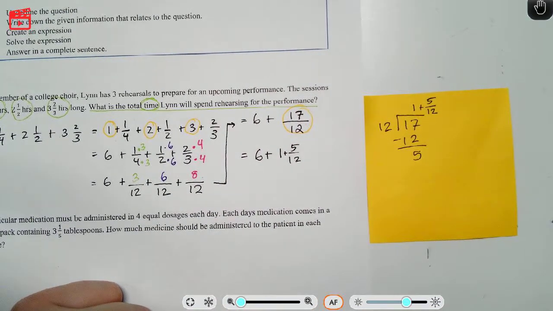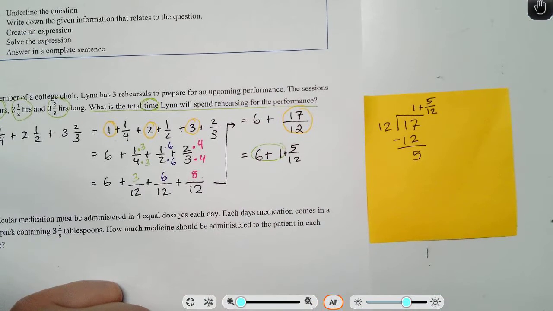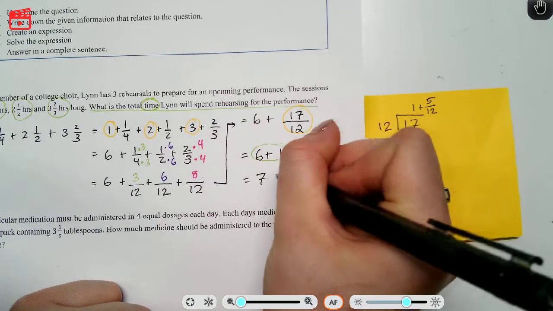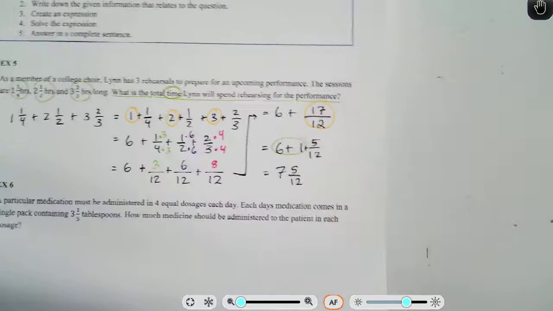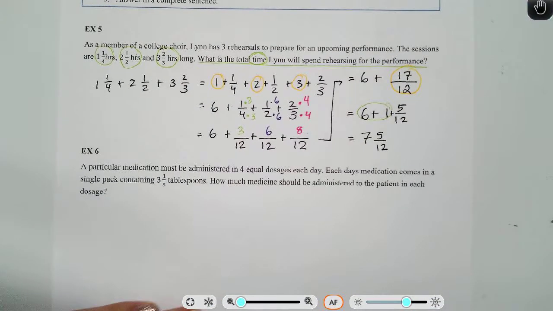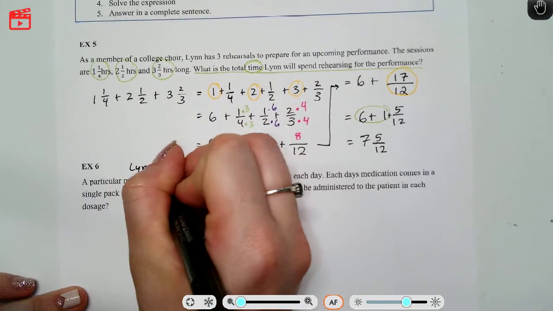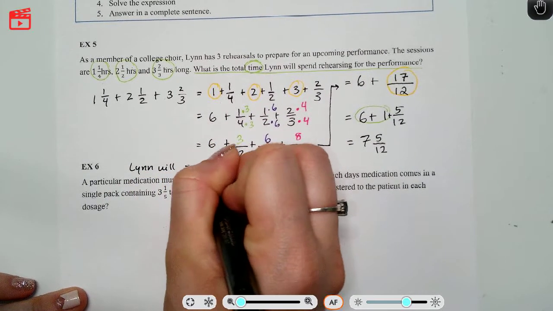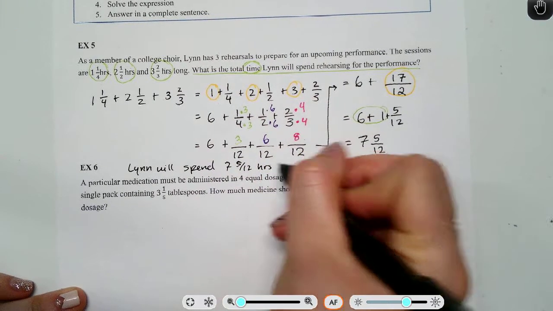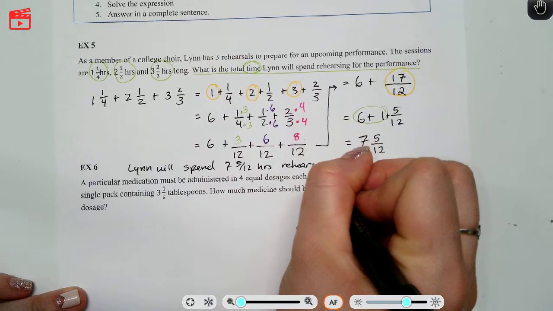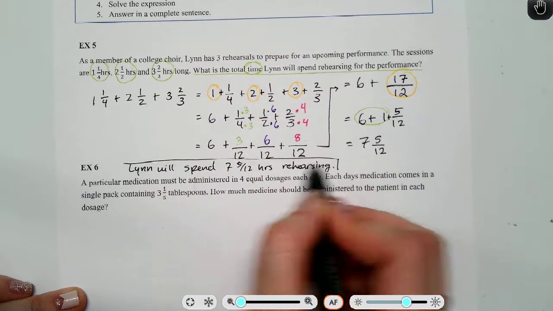Okay, so now, as I'm finally simplifying, I'll add the 2 whole number parts. That's 6 plus 1, which is going to be 7. And I get 7 and 5/12. All right, so real quick though, this was a word problem, so I need to answer in a sentence form. So the answer will be, Lynn will spend 7 and 5/12 hours rehearsing. And with a period, and then, oops, box your answer.